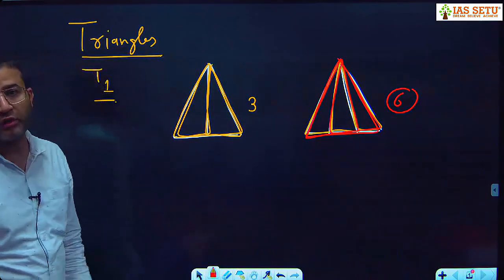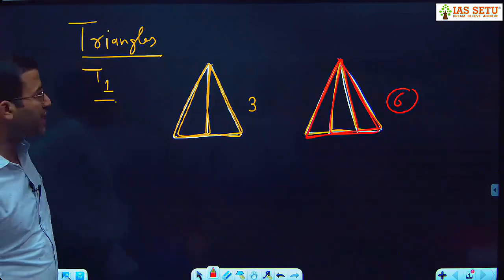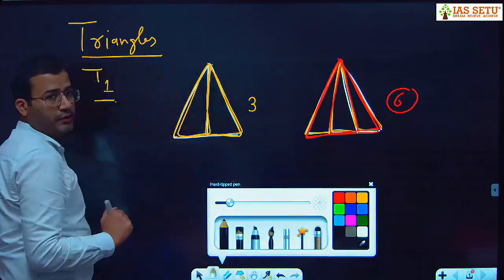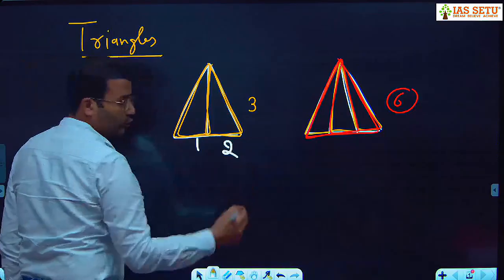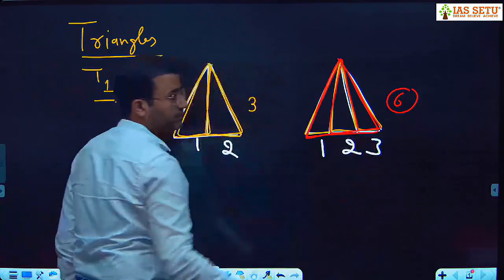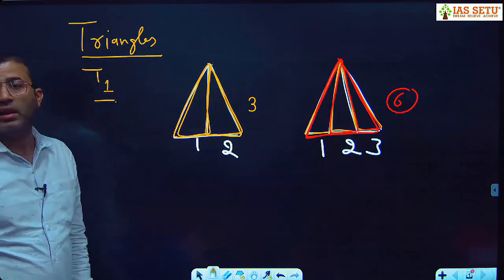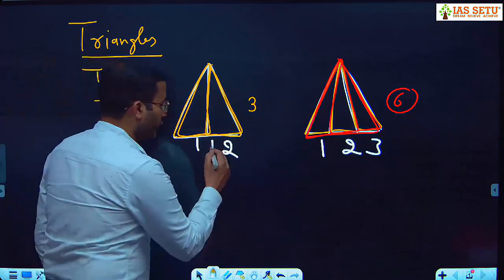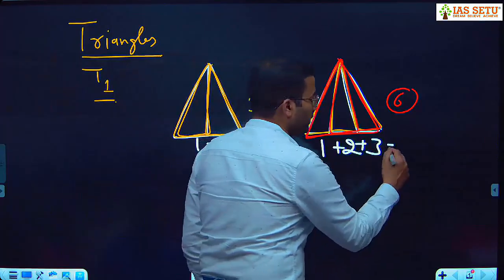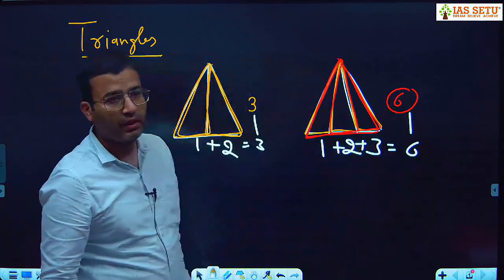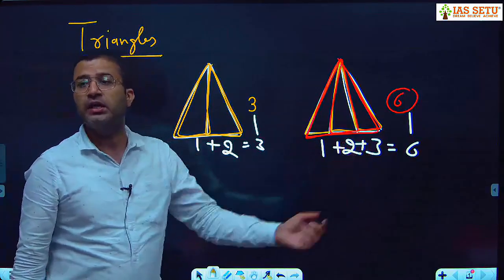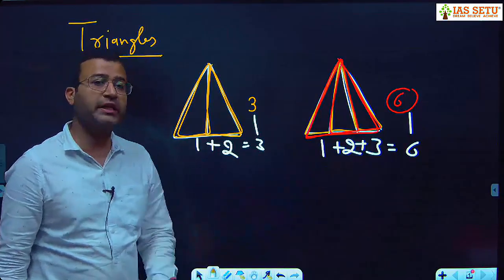So we have a short trick for this type of figure. In this figure, this base is divided in 2 parts, so we write 1 and 2. Here this base is divided in 3 parts, we write 1, 2, 3. And you add them: 1 plus 2 is 3, we get the same answer. Here 1 plus 2 plus 3 is 6, we get the same answer. In this figure, there are 3 triangles. In this figure, we have 6 triangles. We can handle it without manual counting, in less time.